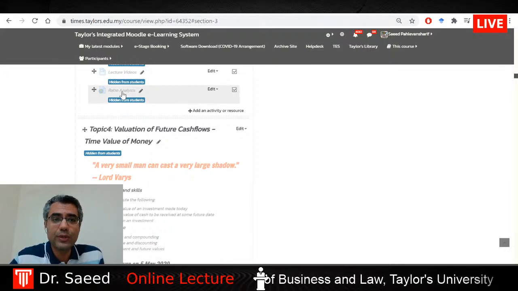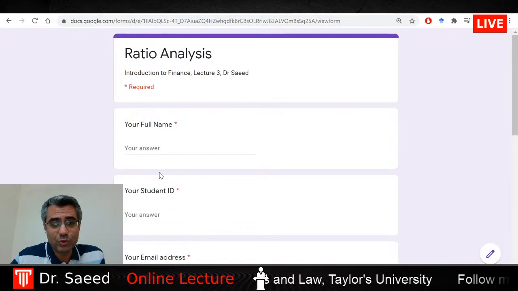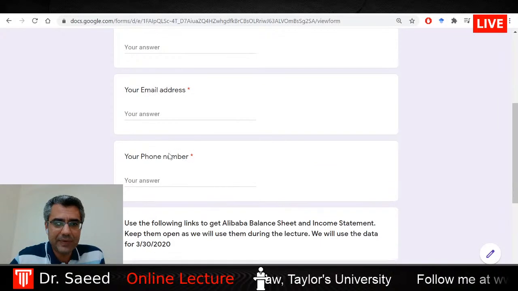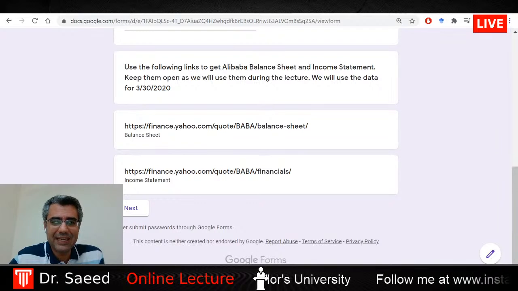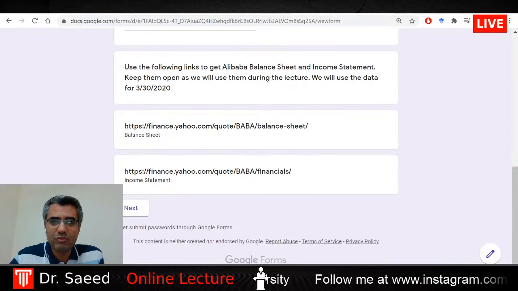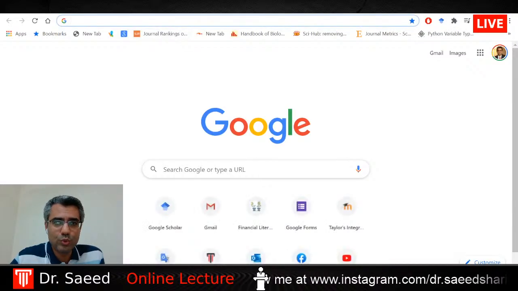So this is a Google form link. I can show it to you now if you want. Now it's hidden, so you don't have access to it. Then you need to write your full name, your student ID, email address, and your phone number. Here you can see 2 links have been provided: use the following links to get the Alibaba balance sheet and income statement. Keep them open as we will use them during the lecture. We will use the data for March 2020. So for today's lecture, we want to do this activity.